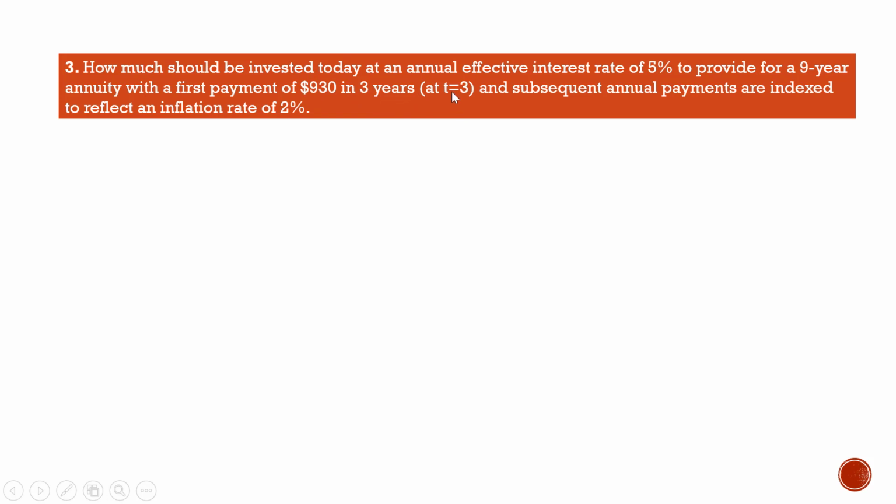Occurs at time 3. The next payment, the second payment, will appear at time 4, and the second payment should be 930 times 1.02 because the inflation rate is 2%. At time 5, the third payment of 930 times 1.02 squared will be implemented.